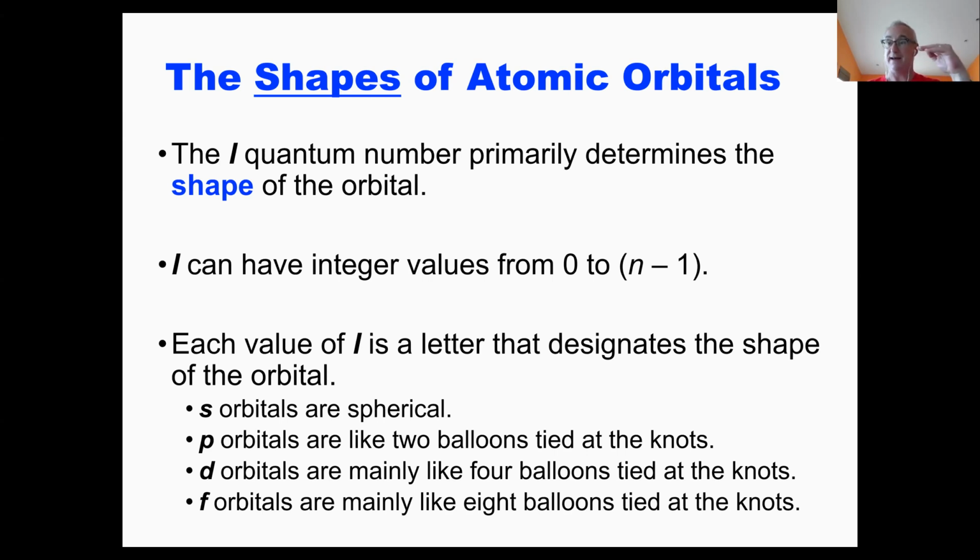So L is that number. First we have N, that's the shell. L is the shape, that's the subshell. And then we figure out inside that where the electrons are. So each value of L is just a letter that designates the shape. And it's 0, 1, 2, and 3. S is 0, P is 1, D is 2, F is 3. And you'll see why we use 0, 1, 2, and 3 in a second.